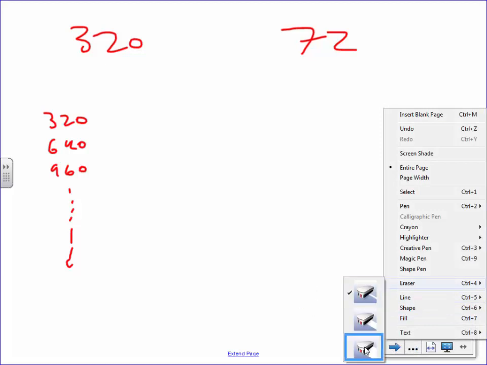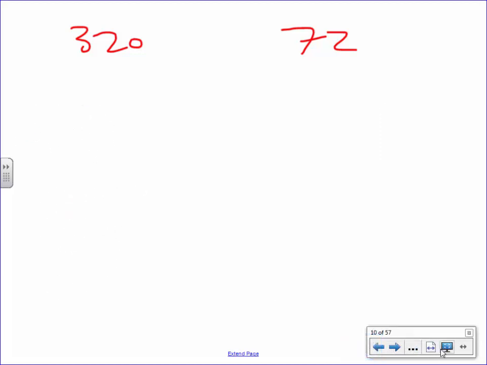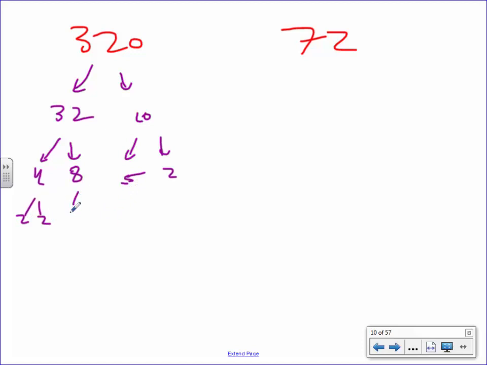So first, let's break things up into the factors. 320 would be 32 times 10. This would be 4 times 8, 5 times 2. It'll be 2 times 2, 2 times 4. I blitzed through that pretty fast, but can you make your own factor tree? Maybe not as fast as I did, but do you know how to make a factor tree?